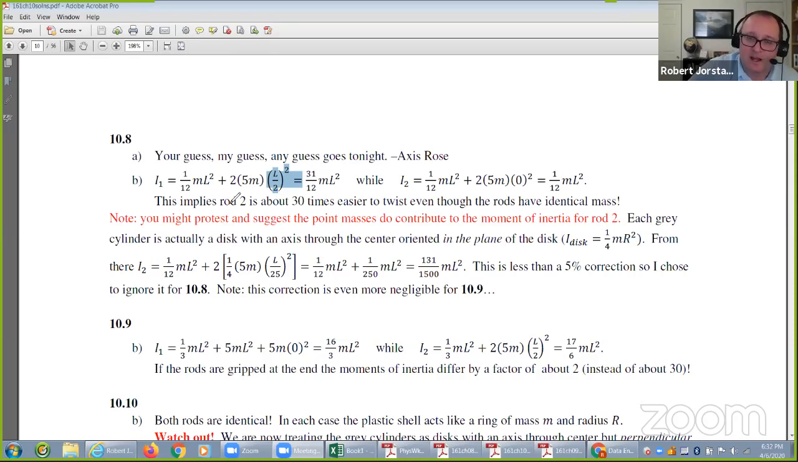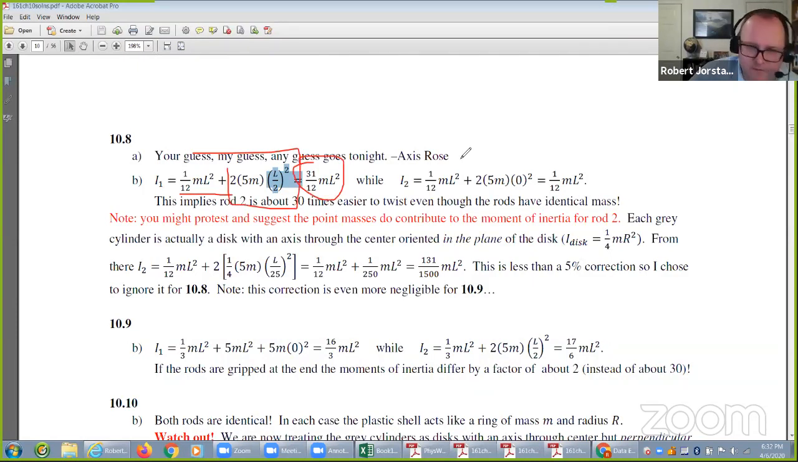By the way, if you're not good with fractions, you should either learn how to use fractions on your calculator or just get good at fractions. Okay, with this chapter and the next chapter, there's a massive amount of fractions. So if you're not good with fractions, get good at it, all right?